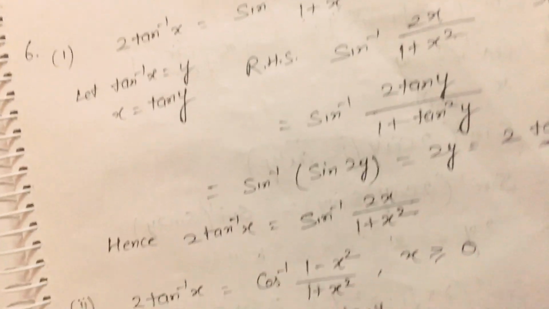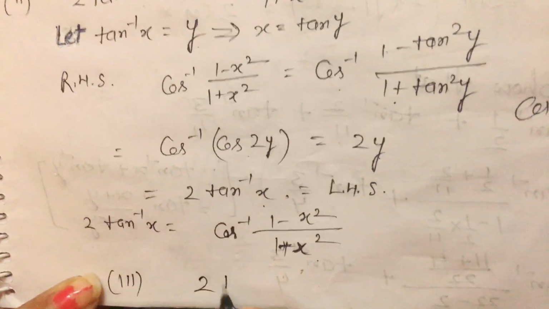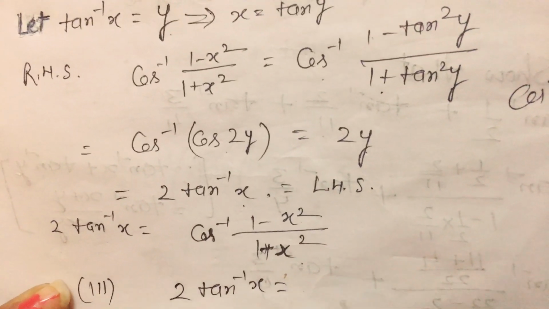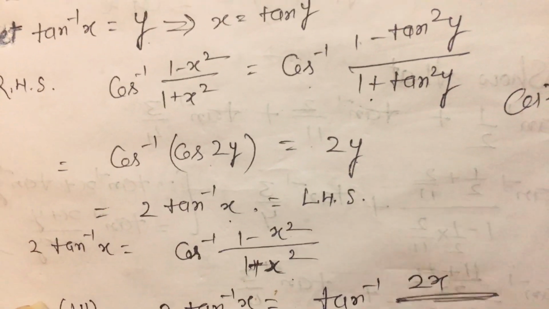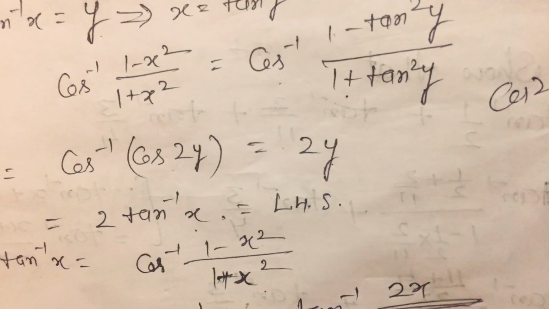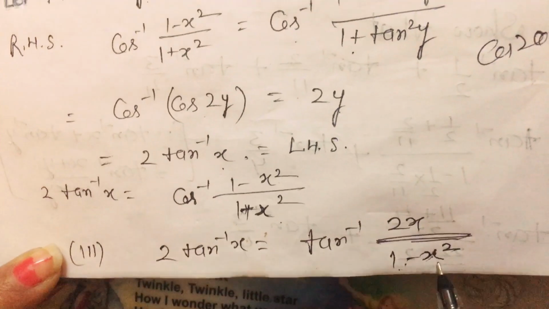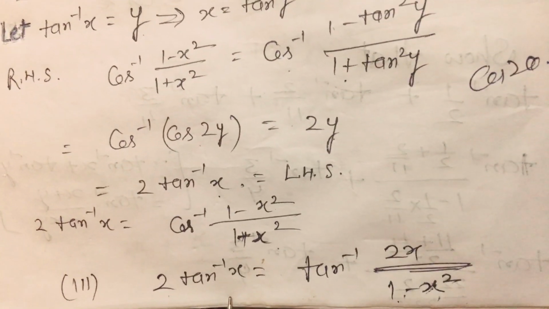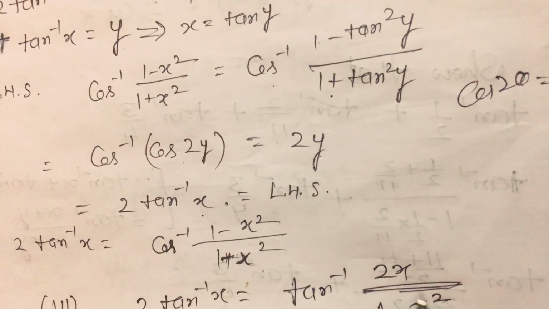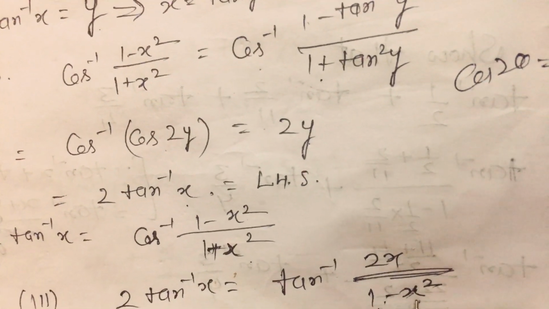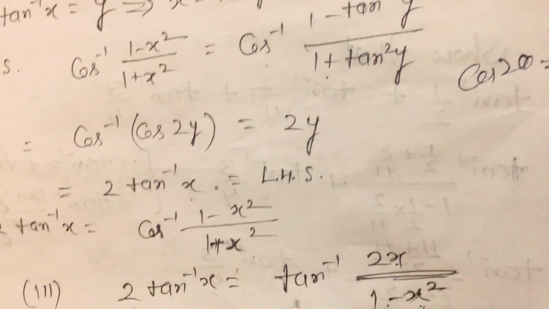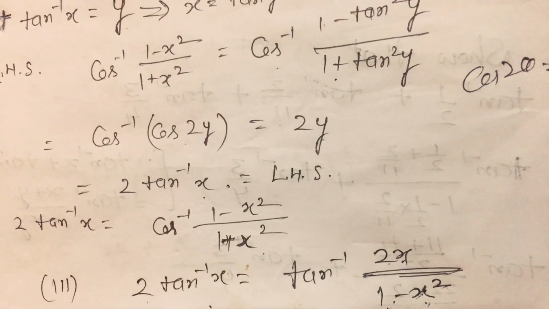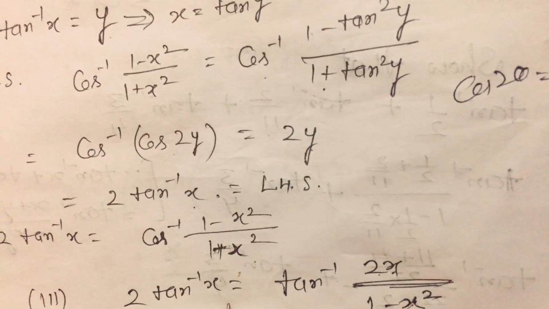The third formula we can also use, that 2 tangent inverse x is equal to tangent inverse of 2x upon 1 minus x square. In sine it is positive, but in tangent it is negative. So what is the formula of 2 tangent inverse x? Tangent inverse of 2x upon 1 minus x square. We can show this formula by putting x equal to tan y on the right hand side, and we will find this is equal to the left hand side. Okay. Now come to next.